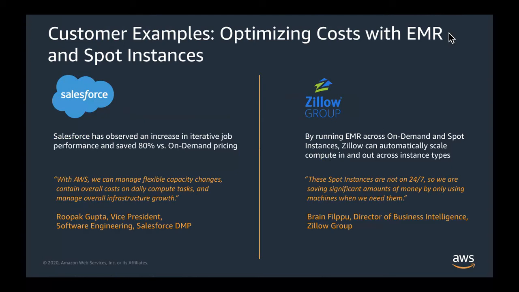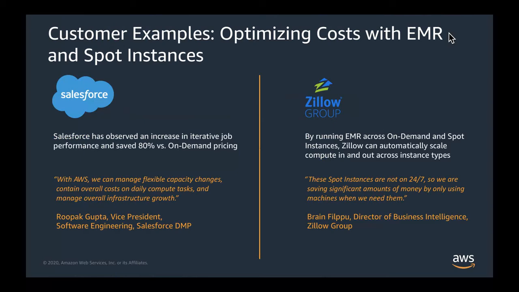So that obviously requires a lot of data processing, and they have thousands of transient clusters running every day, and they save 80% versus on-demand pricing. This is pretty significant, and they have found a way to move more than 80% of their compute to Spot instead of on demand, and that's a great success story. We continue to work with them, and there's a quote here about how Salesforce manages capacity changes and the overall infrastructure growth, also leveraging Spot with EMR.